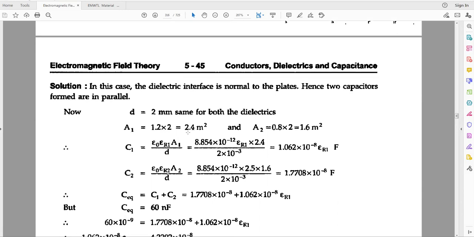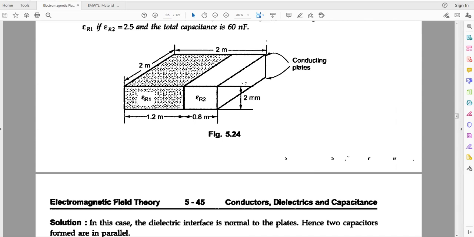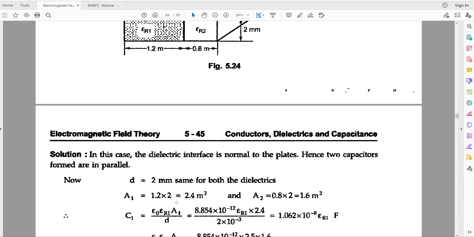A1 is equal to 1.2 into 2, that is 2.4 meters square, and A2 is 0.8 into 2, which is 1.6 meters square. That is the area A1 and the area A2.